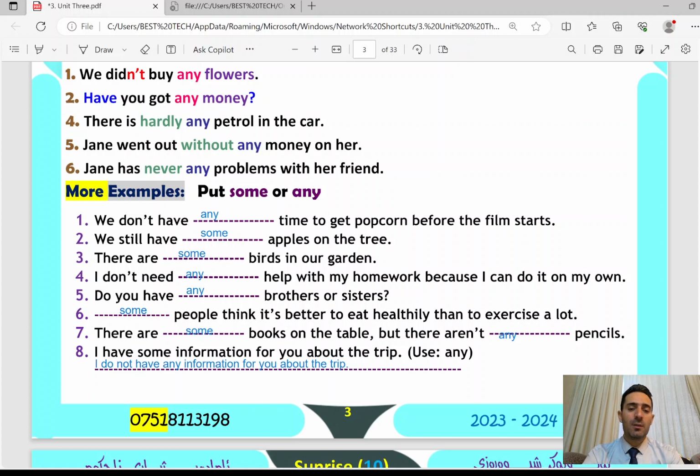I have used some in the sentence because the sentence is positive, and also in the second sentence, but there aren't any pencils. I have used any because the sentence is negative.